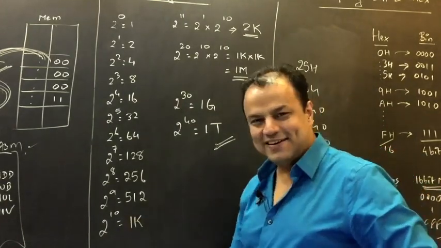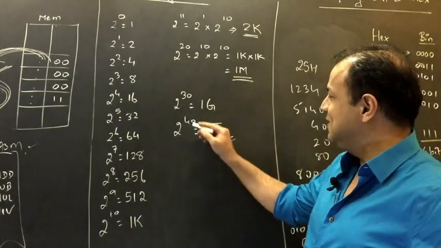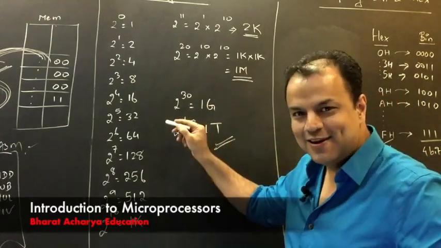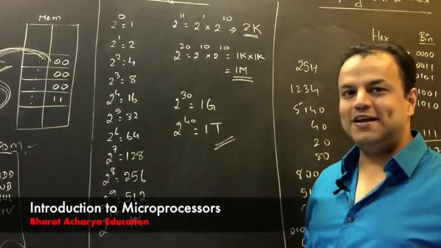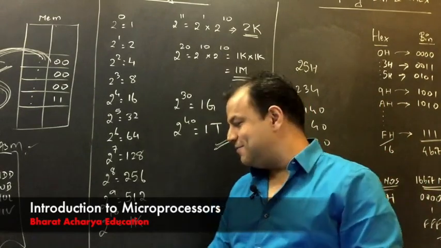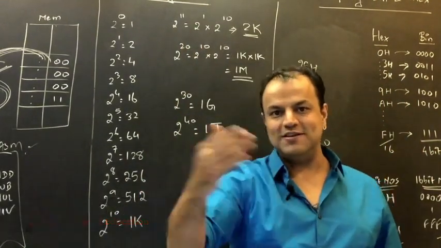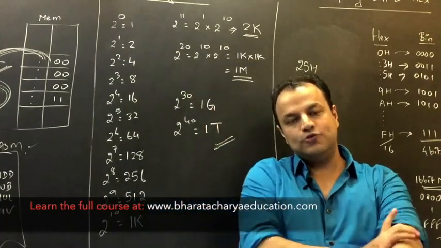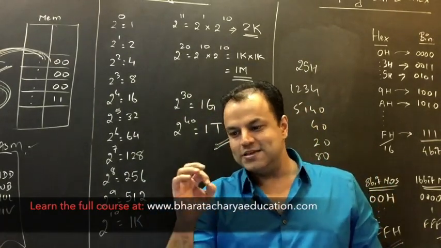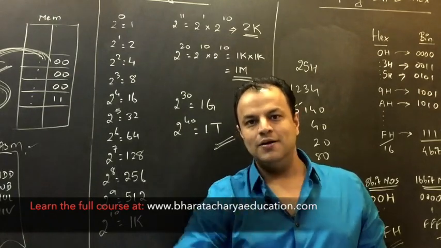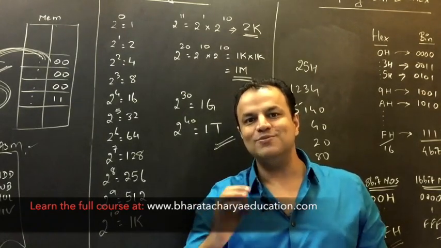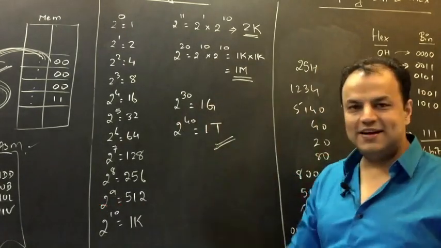2 raised to 30, 2 raised to 30 is 2 raised to 10 multiplied by 2 raised to 20. 2 raised to 10 is a kilo. Every time you hit a kilo, you go to the next level. Okay, every time you reach 1000, you go to the next level. So 2 raised to 30 is a kilo into a mega. A kilo into a mega becomes a giga. So 2 raised to 30 is a giga.